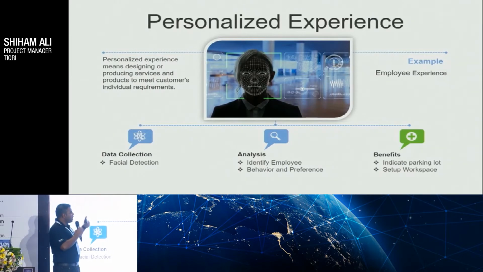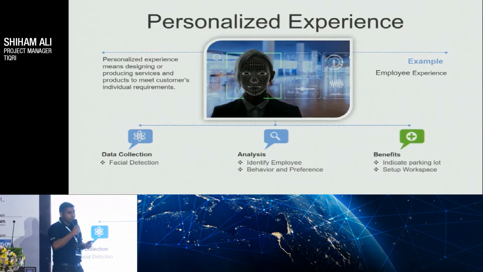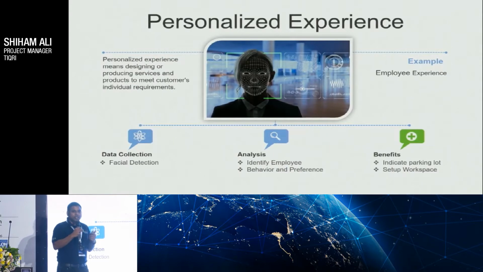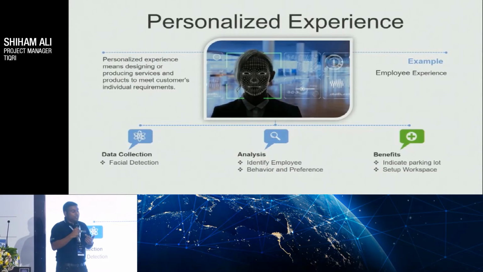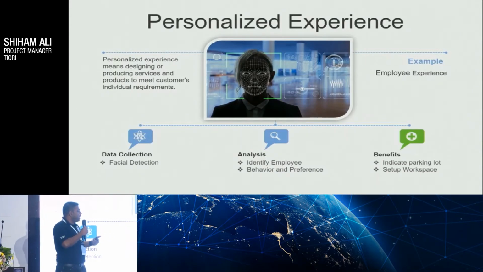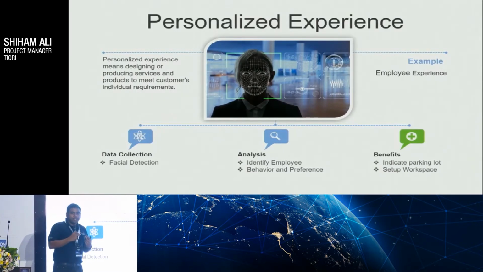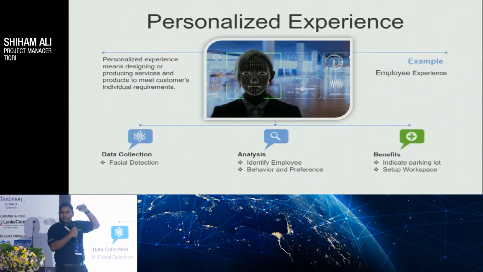So how you do that is you can do facial recognition, identify at the entrance, and then identify the employee and employee behavior preferences, how he has been in the past. For example, which temperature I would like. I like my room a little hot, so it will maybe increase the temperature for me. And then the benefit is it indicates the parking slot and sets up the workspace. So it gives you a very customized experience if you have these particular techniques already implemented in your system. Cool. So second example, good?